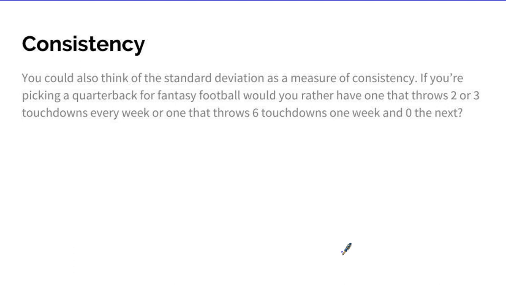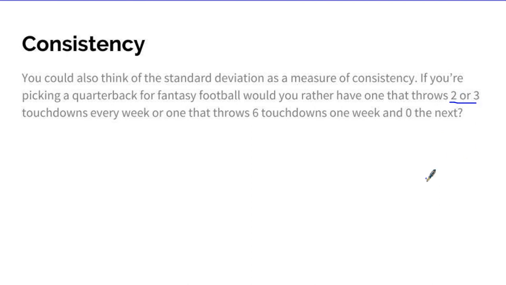You can also think of standard deviation as a measure of consistency because it tells me how close the data is to the mean or the average. All right, so let's use an example from sports. If you're picking a fantasy football quarterback, do you want the guy that's going to give you 2 or 3 touchdowns pretty much every week? Or do you want to take a chance on the guy that will give you 6 touchdowns one week but maybe 0 the next?